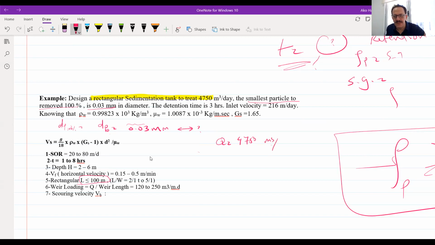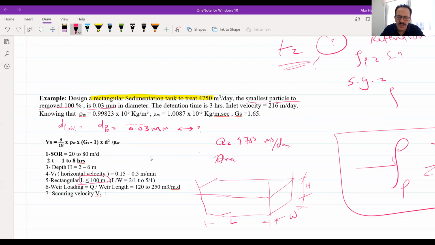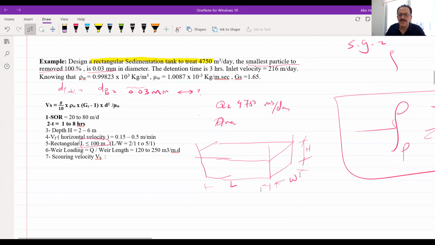It's 4,750 meter cube per day, and we don't have the area. So when it asks us to design a rectangular tank, it means it asks us to find its length, its width, and its height, right? And this is the length. So we need to know the dimensions of this one.